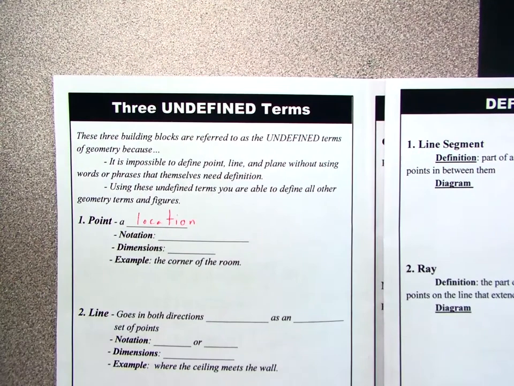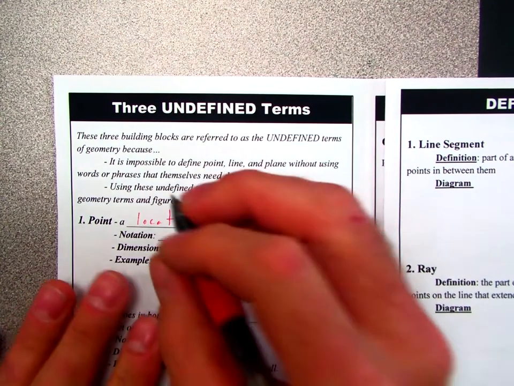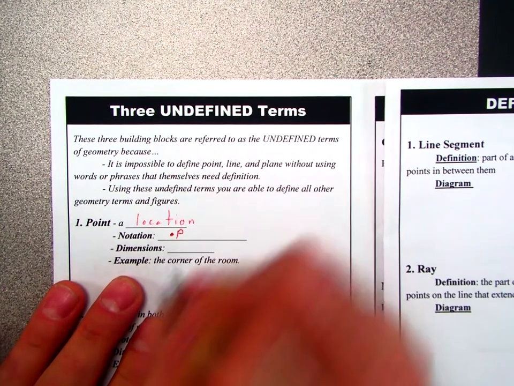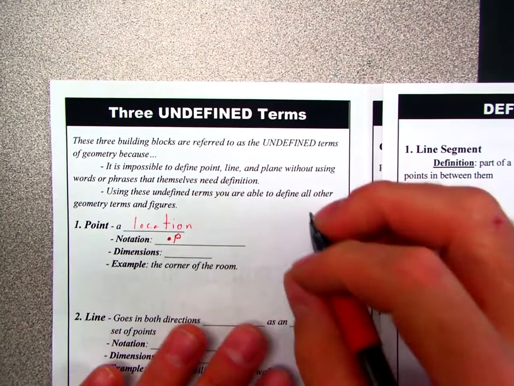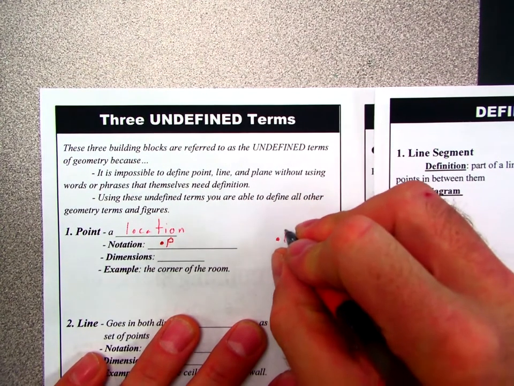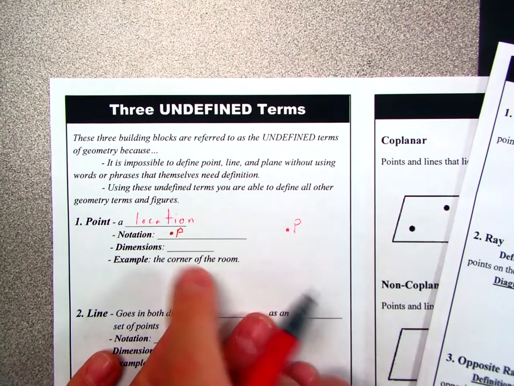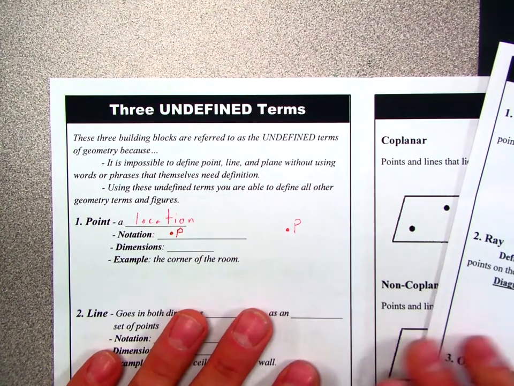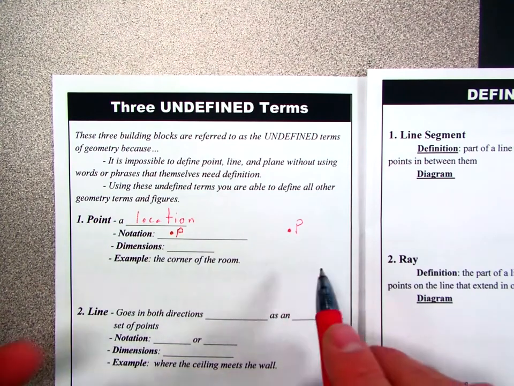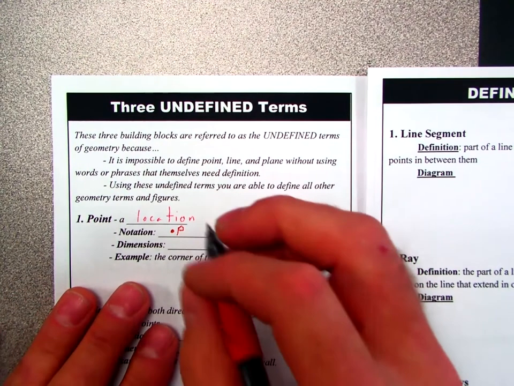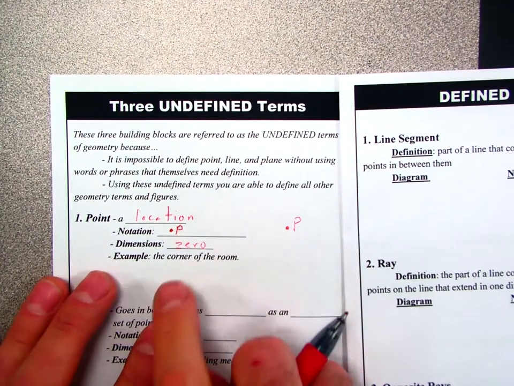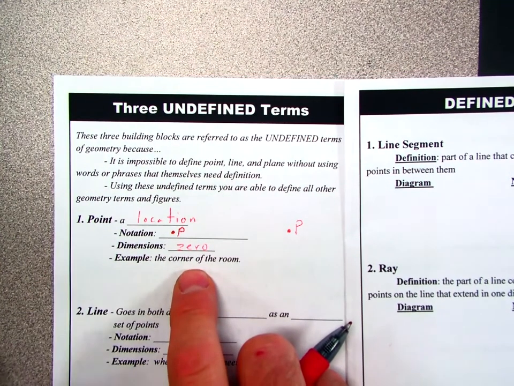And the way we write it, if we want to use this symbol for it, it's a capital letter. So the symbol for it is really also the same as the diagram. Like if you have a point and you label it point P, well, you also write it in a sentence, point P. Okay, the dimensions, well, a point in space is just a location, but it doesn't have a length or a width. So we say that it has 0 dimensions. Okay, and an example of a point would just be like the corner of a room.